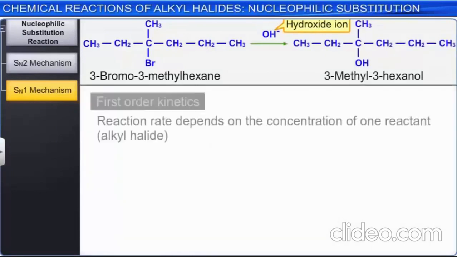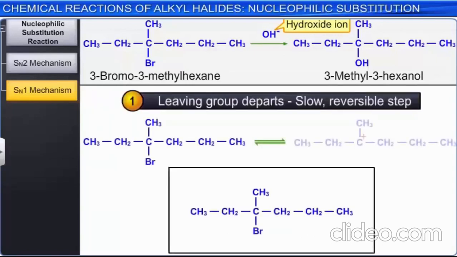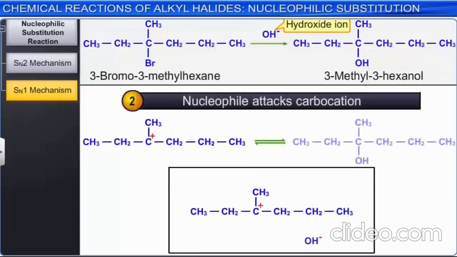The reaction shows first-order kinetics, as the reaction rate depends only on the concentration of the alkyl halide and not on the concentration of the hydroxide ion. The reaction occurs in two steps. In step 1, the leaving group departs, resulting in the formation of a carbocation. This step is slow and reversible. In step 2, the nucleophile attacks the carbocation, forming a covalent bond.